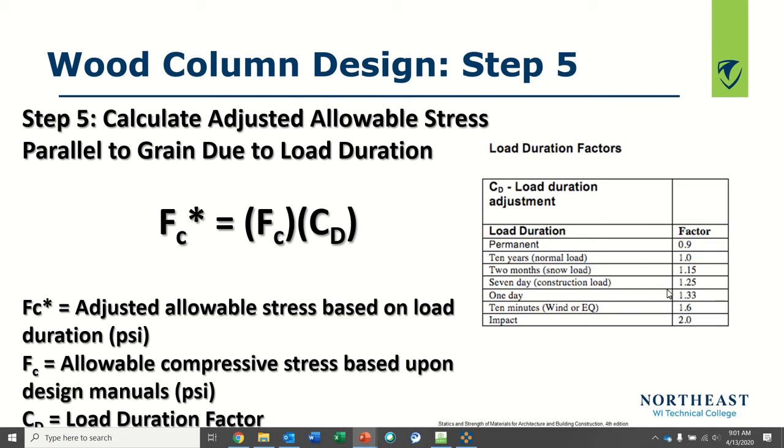Most of our loads are permanent, right? Snow load, this is key on roof loads, would you agree? Would you feel comfortable increasing a snow load by 1.15? According to the code, we're okay. But if you're up in Alaska and that snow load stays up there forever, I don't know. That's a good question, isn't it? Anyway, typically 1.0 or 0.9 is the load duration factor. So this is allowable compressive stress based on design manuals times my load duration factor equals my adjusted allowable stress.